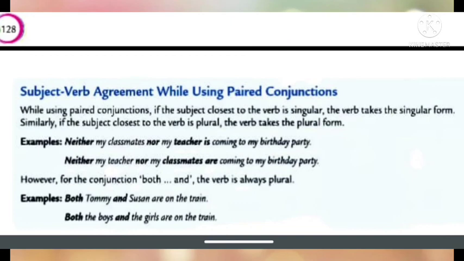Okay, so children, I hope you understood these rules. And I hope you understood today's topic conjunctions very well. Do download the notes that are attached. Do complete your textual exercises.